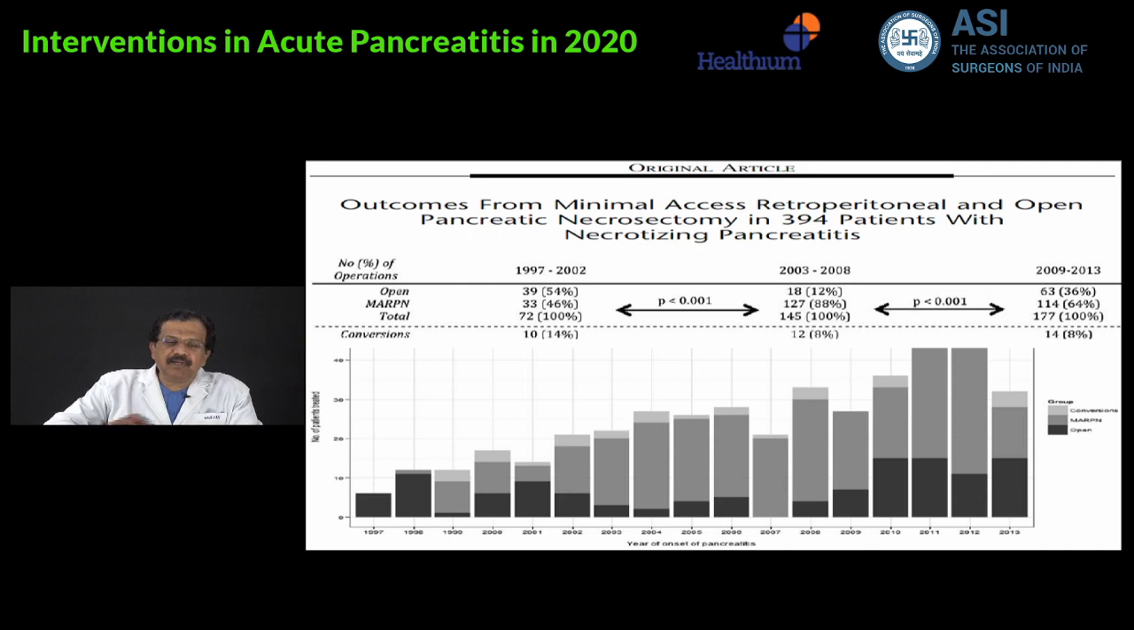And if you see what has happened, initially when there was initial enthusiasm about interventional radiology and endoscopic procedures, more and more of these procedures were done using this minimally invasive procedure.